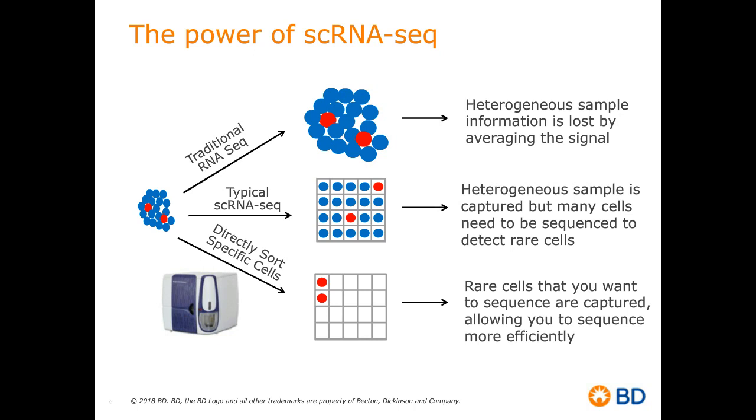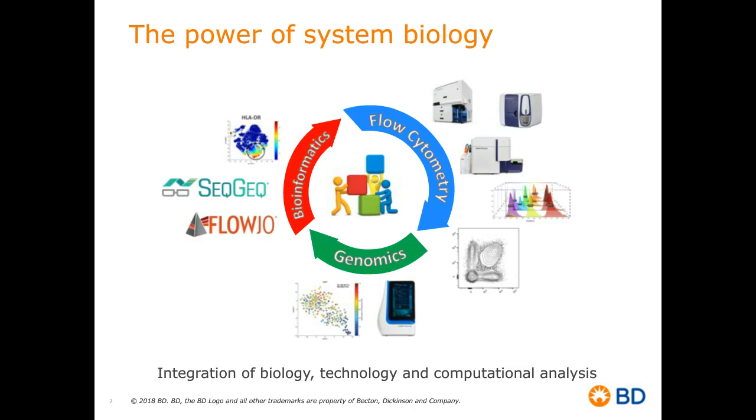But while these two technologies, single-cell RNA-seq and flow cytometry, have evolved over the years in parallel as complementary technologies, what's really becoming a very powerful tool is the combination of the two in what we call systems biology, where we can integrate biology technology with the help of computational analysis. So what we'll show today is how we can integrate flow cytometry data with genomics data and perform a deep analysis with the help of bioinformatics tools.